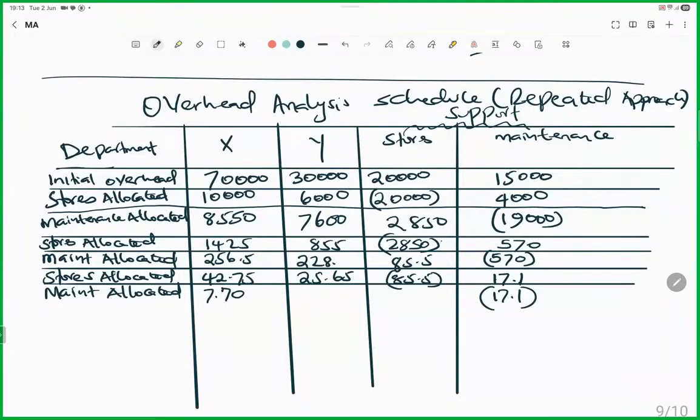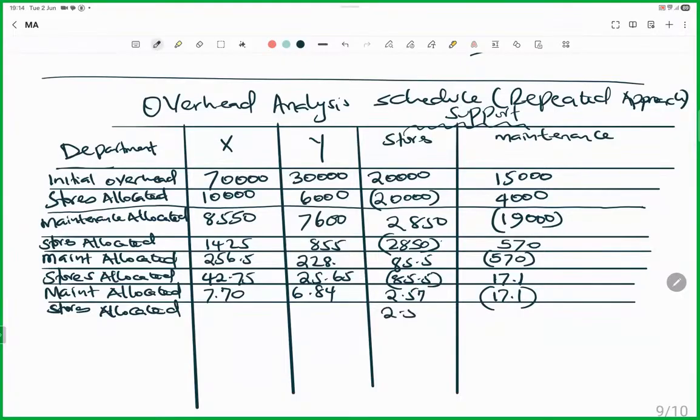And then, ladies and gentlemen, we have now 40% of 17.1. How about 15% of this? 2.57, eh? 0.57. Is that everything? No, until we get this being 0 point. Once it does not hit 0 point, we can't stop there. So come and tell us, stores again done what here? Allocated. So 2.57, isn't it?